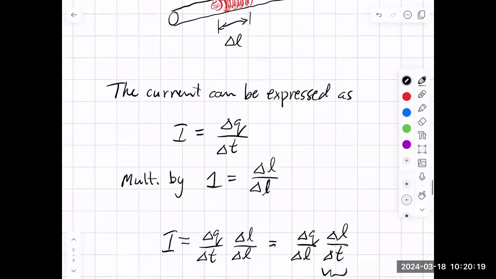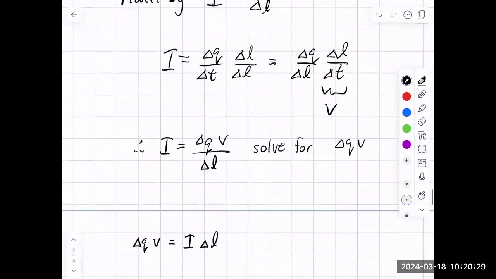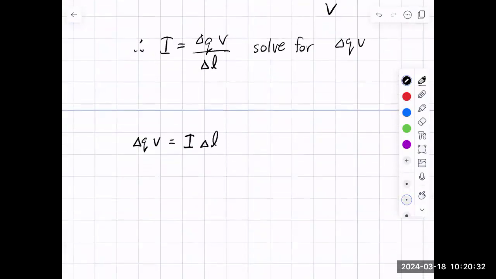Now, why is that useful? Well, if we go back to equation 1, we have a Q times velocity, and now we have a new expression for our charge. We wrote it as delta Q, but it's still our charge times, not velocity, but speed. So that's pretty close to what we had in equation 1. And if we were able to make a substitution, something like this, then we could re-express that magnetic field in equation 1 in terms of a current rather than a point charge.